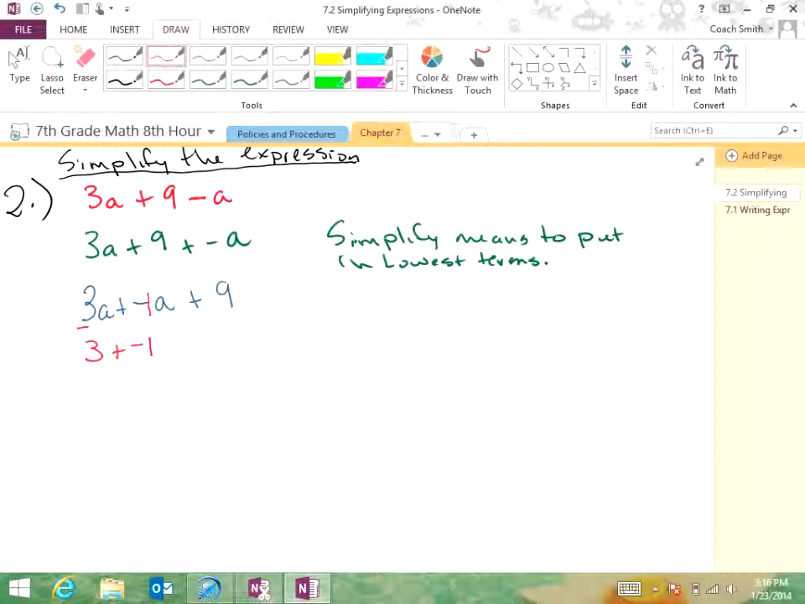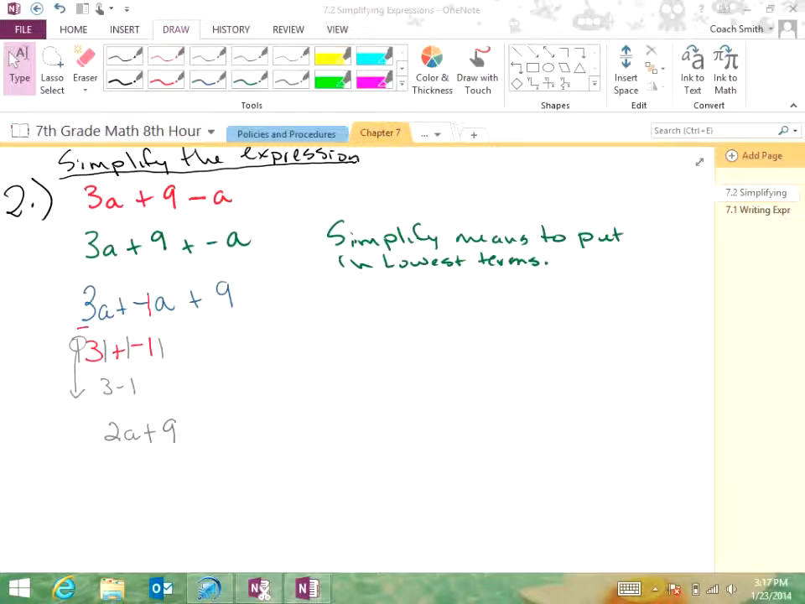2. Because we subtract the absolute values. Remember? We subtract 3 minus 1, which is 2. The larger absolute value is positive, so we bring it down. We also now bring the a down. So that's 2a plus 9.